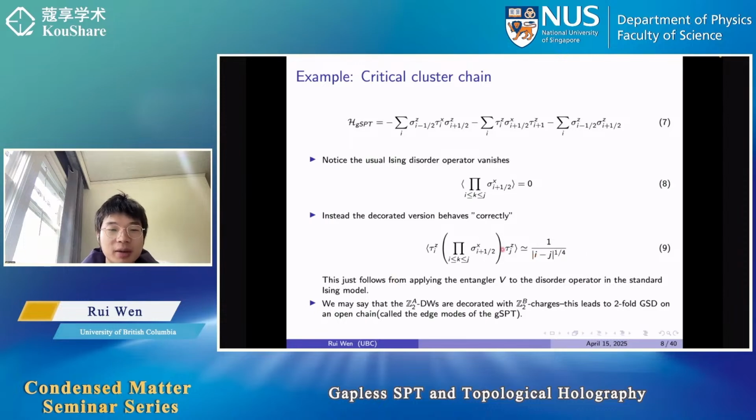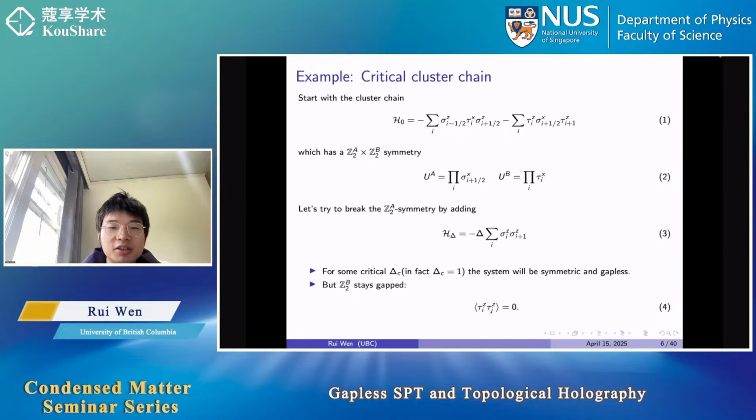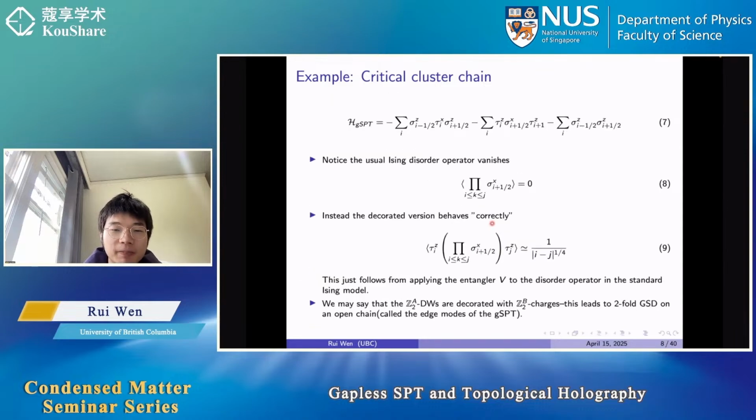And this result just follows from applying the entangler to the disorder operator in the standard Ising model. So basically, we know the behavior of the disorder operator, then just apply V. So it changes to this guy, decorated by these tau things. So the Z2A domain walls are actually decorated with Z2B charges. And this leads to something observable: ground state degeneracy on an open chain, which is sometimes called the edge modes of the gapless SPT. So this is what's non-trivial about this system.